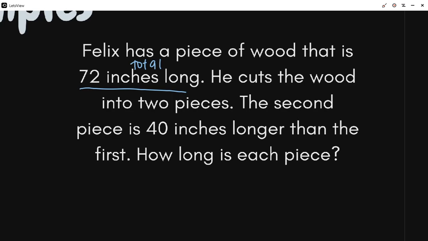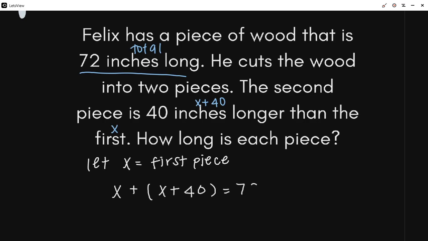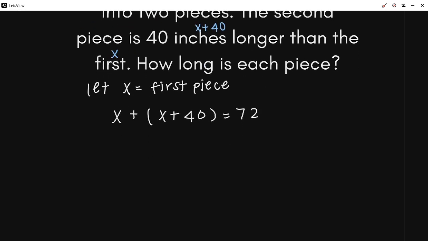So if we call the first one x, since we don't know what it is, that means the second piece is going to be x plus 40. So in our let statement, it would be let x equal first piece, or shorter piece. Either one is fine. And so we know that the 2 pieces added together is going to equal 72. So we have the first piece, which is x, and the second piece, which is x plus 40, and that's going to equal 72. So then now to solve, we're going to combine like terms.